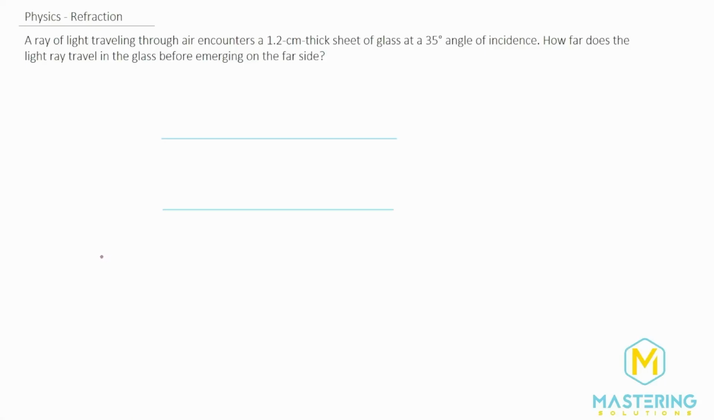Welcome to Mastering Solutions. In this question, they tell us that we have this glass here, so I've drawn that for us already, and it's 1.2 centimeters thick. So we have 1.2 times 10 to the negative 2 meters for its thickness. And we're told that the light is incident on the glass at a 35-degree angle.